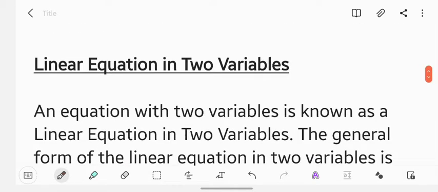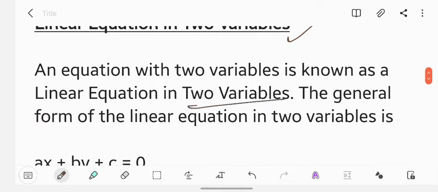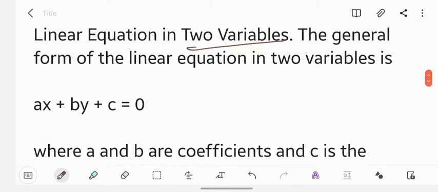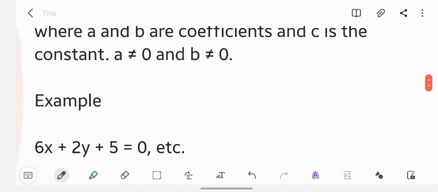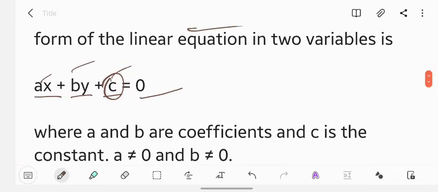Proceeding ahead, we have linear equations in two variables. Here we are using two variables as we have discussed earlier. The standard form of writing linear equations in two variables is ax plus by plus c equals 0, where a, b and c are real numbers, or simply we call a and b the coefficients of x and y respectively, and c the constant term. And remember, a and b should not be equal to 0.